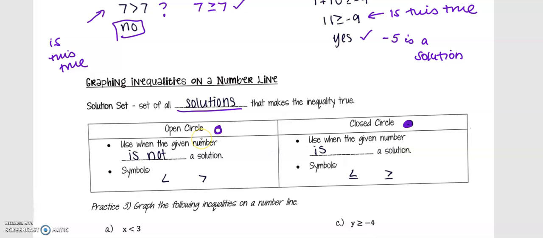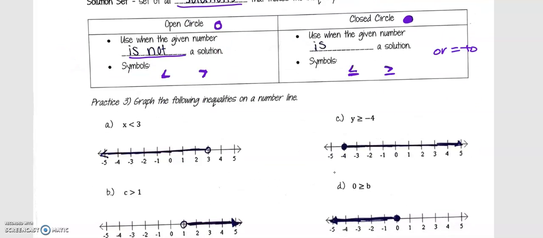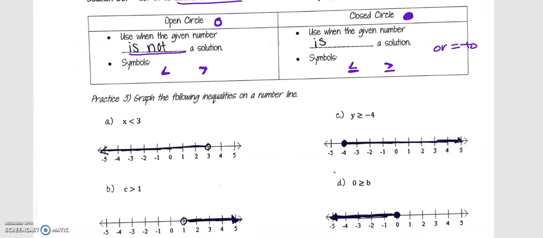An open circle is when it's just less than or greater than. So that means the number is not a solution. A closed circle is when it's or equal to. So when that line is there, less than or equal to, greater than or equal to, that's when we'll use a closed circle, because that number could be a solution. So when we graph these, let's go through a couple of examples.